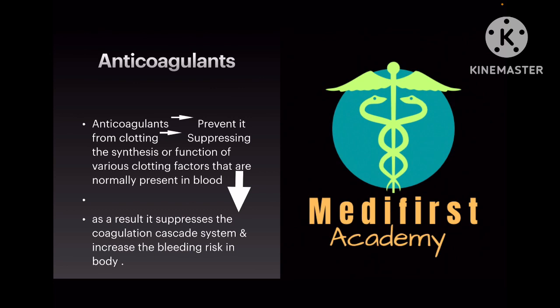Here I'm going to explain briefly regarding the anticoagulant and how it works in our body. Anticoagulant is a preventer of clot formation. If you give an anticoagulant to your patient, it can prevent the formation of clots in your blood vessels. It works by suppressing the synthesis or function of the various clotting factors that are normally present in our blood. As a result, it can suppress our coagulation cascade, and as a consequence it can increase the bleeding risk in our body.